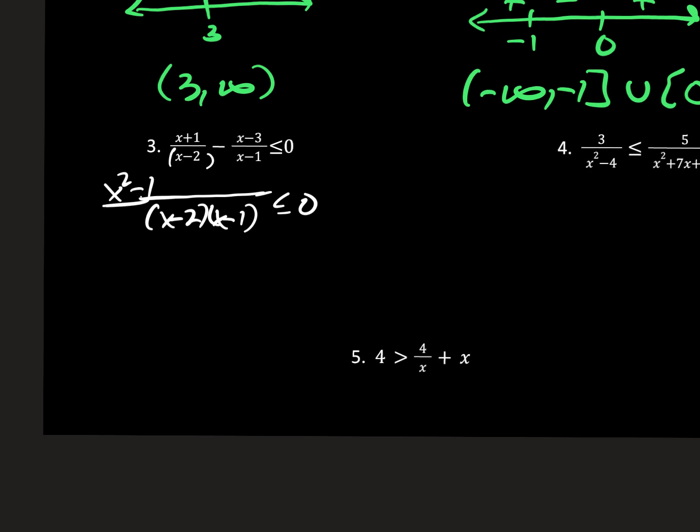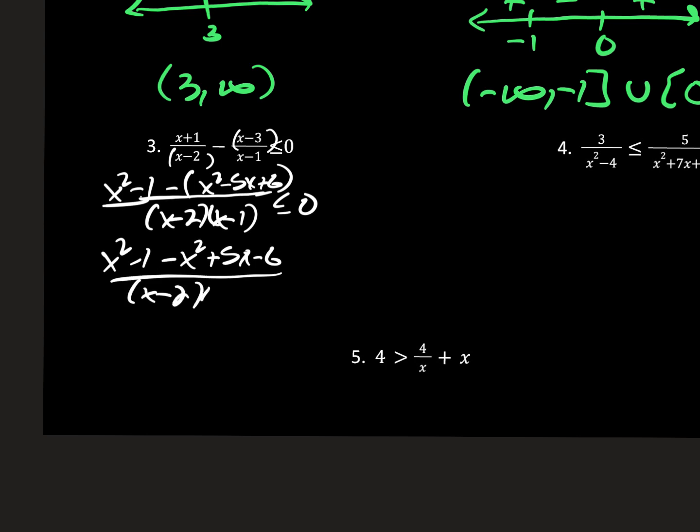To do my other two, I'm going to do x plus 2 times x minus 3. Now, there's a minus sign, so be careful. I'm going to do FOIL with the minus sign in the front. So if I do FOIL, I'll get x squared minus 5x plus 6. I know I'm doing this pretty quickly, but I'm trying to make the video a little bit short. So x squared minus 1, take that minus sign through, x squared plus 5x minus 6, over x minus 2, x minus 1. Now, the x squareds on top cancel. I get a 5x minus 7, and that's over x minus 2, x minus 1.